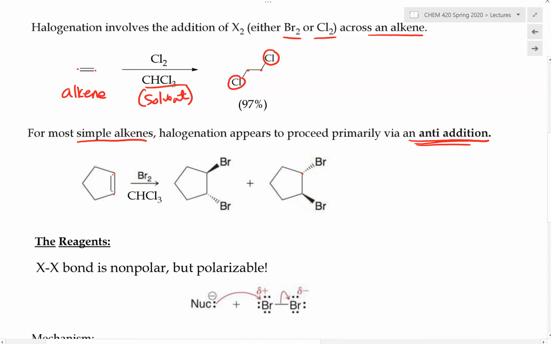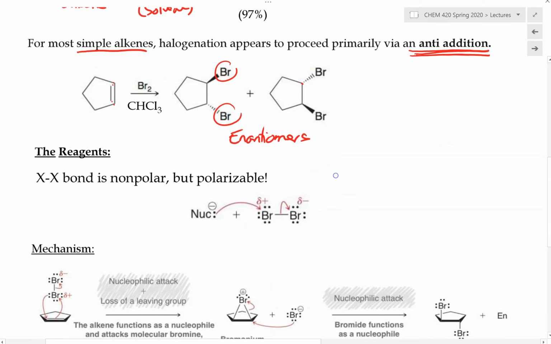So in this case, we can see that these two molecules are enantiomers, and both of them get produced. So what we have is a racemic mixture of these two products. That is the stereochemical outcome in the halogenation reaction of alkenes. They proceed through anti-addition. And again, anti-addition means that the two halogens are added on opposite sides of the double bond, and that dictates the stereochemical outcome.